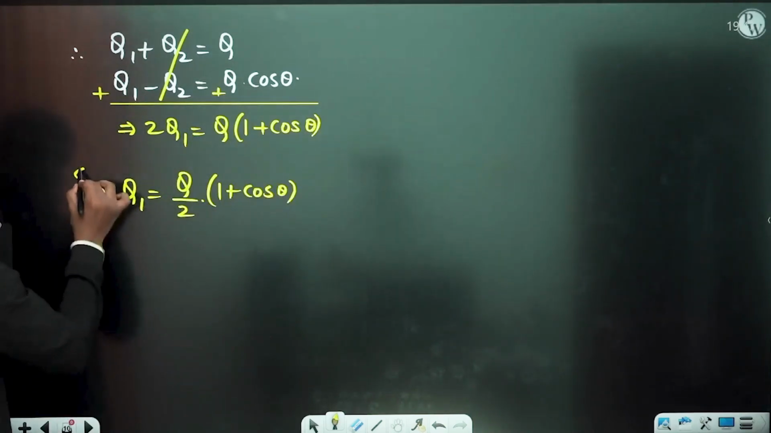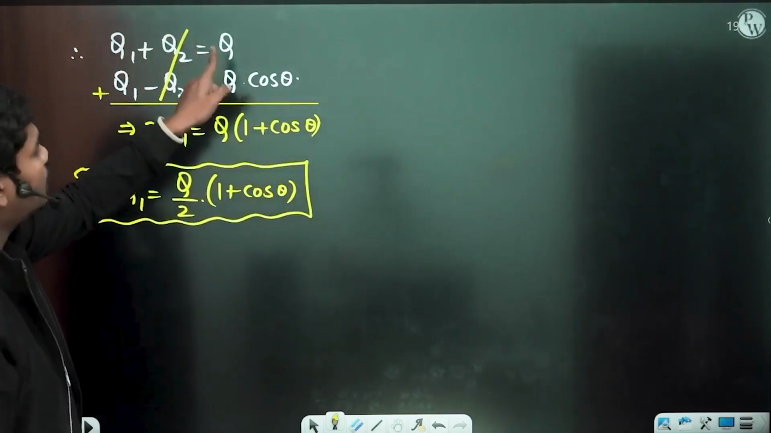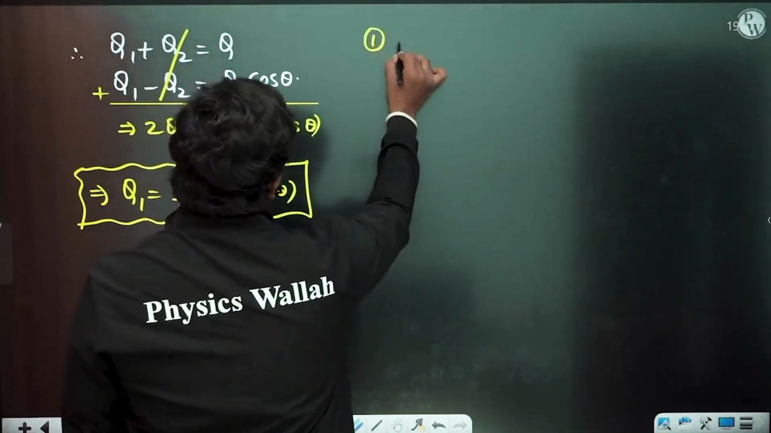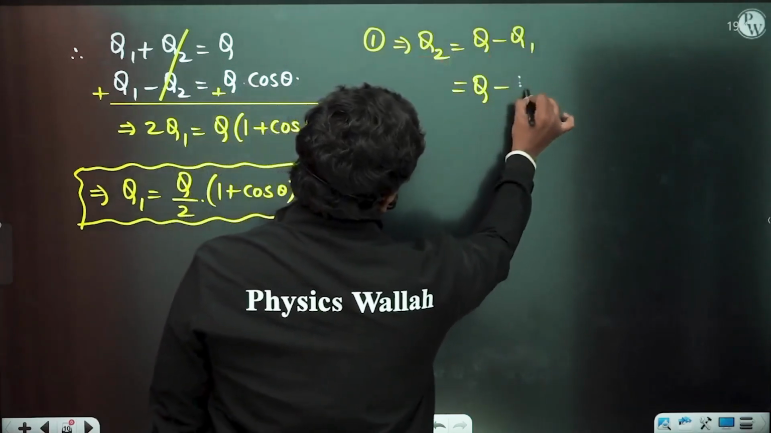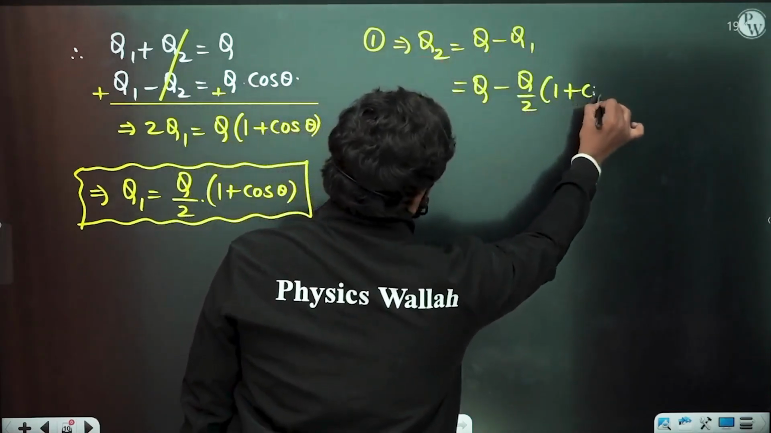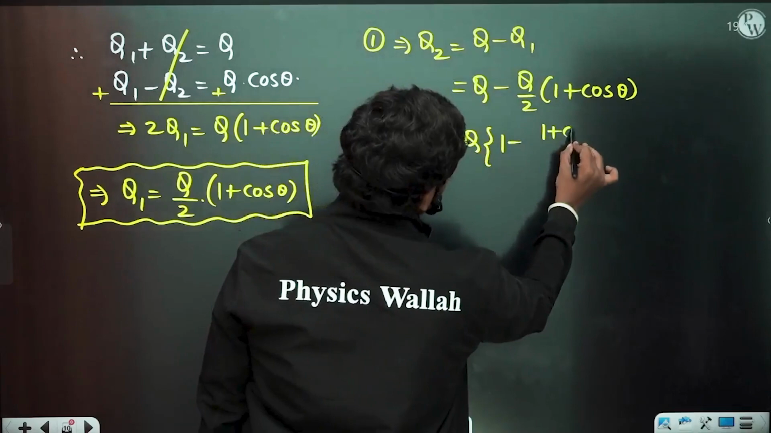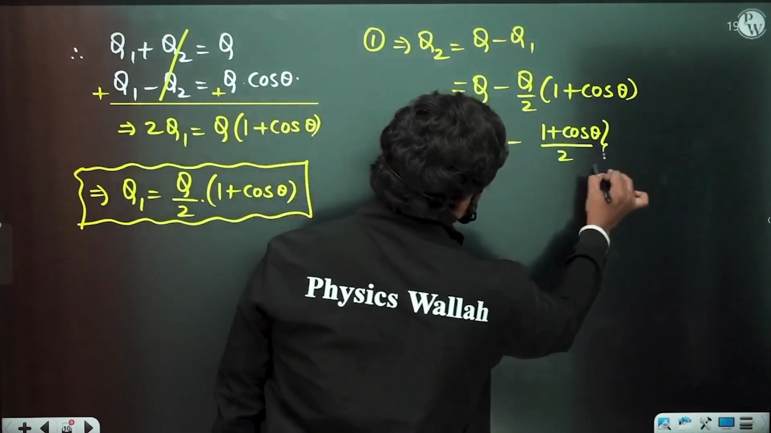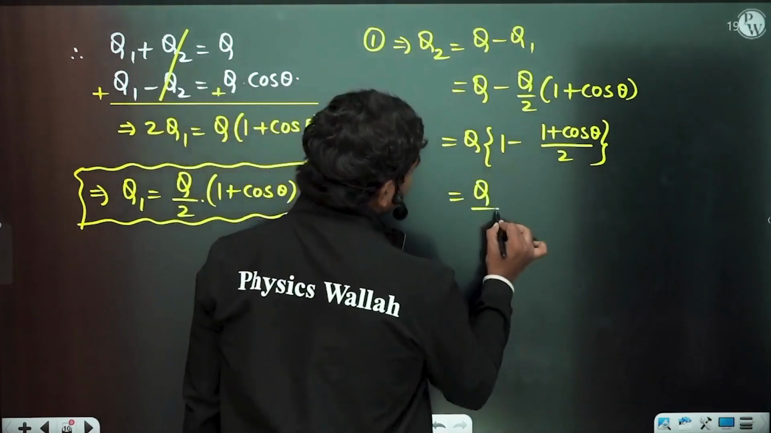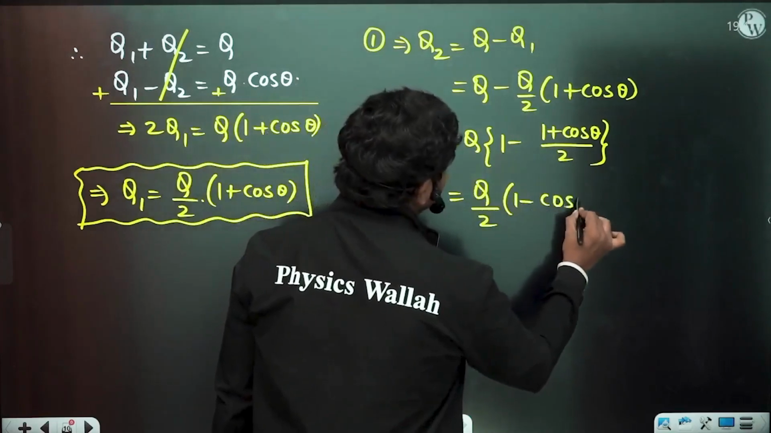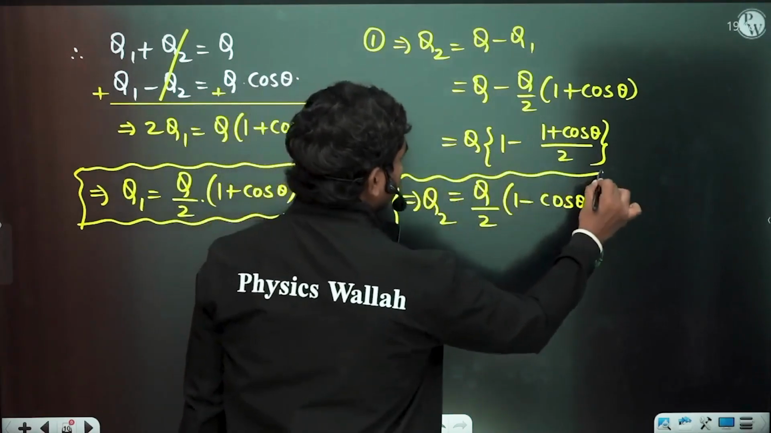Okay, so now substitute q1, which is q by 2 times 1 plus cos theta, in any one of these equations. Let us substitute in the first equation. So q2 is equal to q minus q1. So what is q1? q by 2 times 1 plus cos theta. If you simplify this, we get q times 1 minus (1 plus cos theta) by 2. If you take the LCM, this is 2 minus 1 minus cos theta by 2. So q by 2 times 1 minus cos theta is what you have for q2. So this is q2, which is the bottom part of the flow.